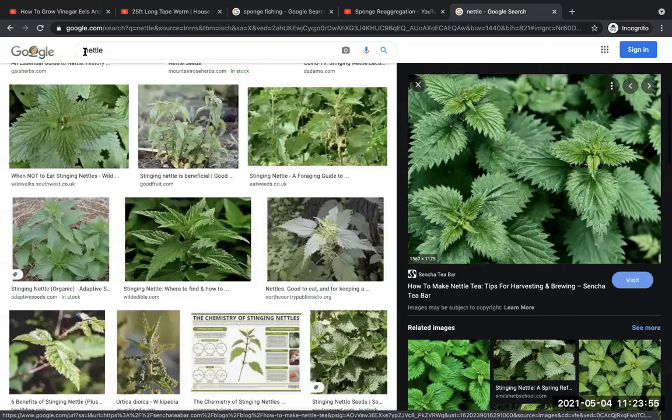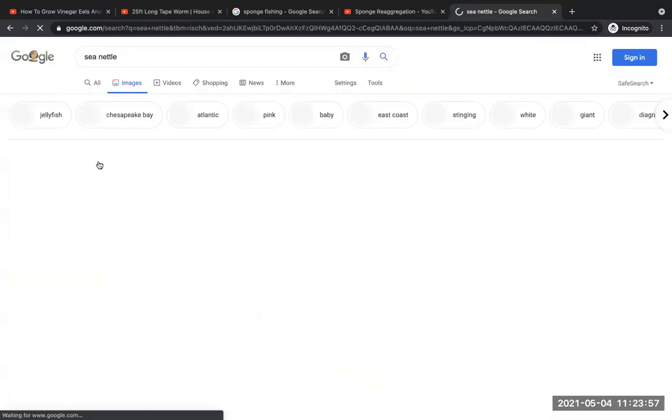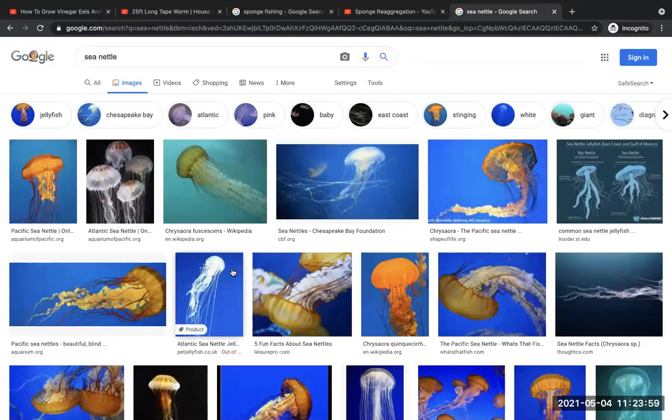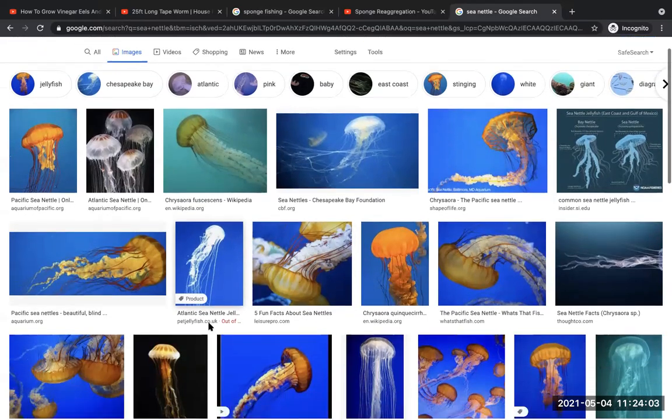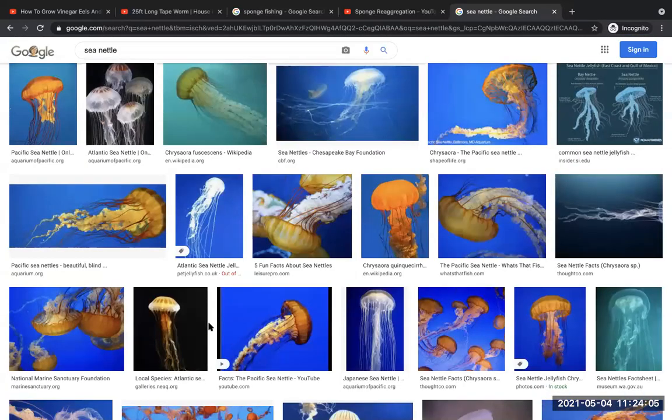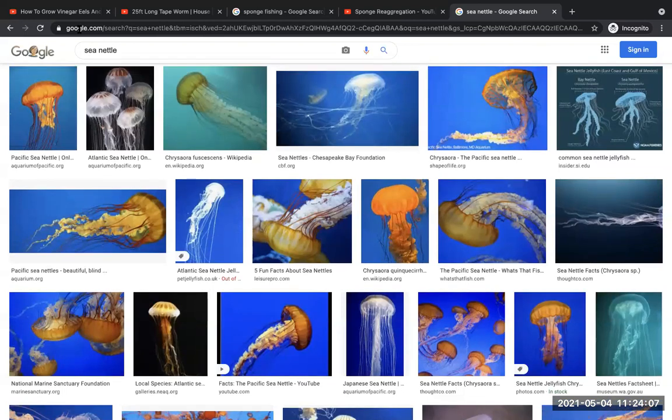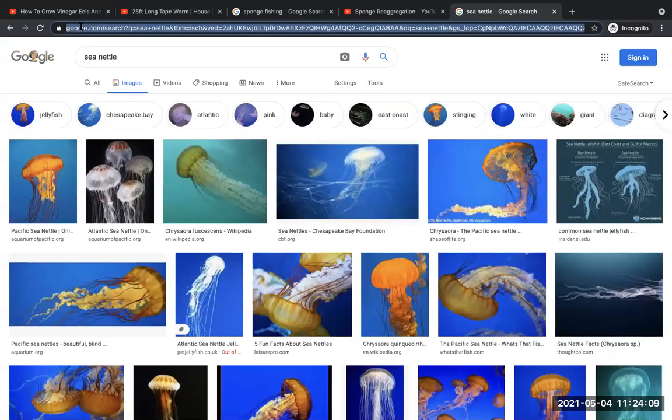So if you search sea nettle, it's going to show you jellyfishes. It's going to have stinging cells on the tentacles, and that's where the name comes from. So those are called cnidocytes. Let me show you an experiment that we would have done in the lab.